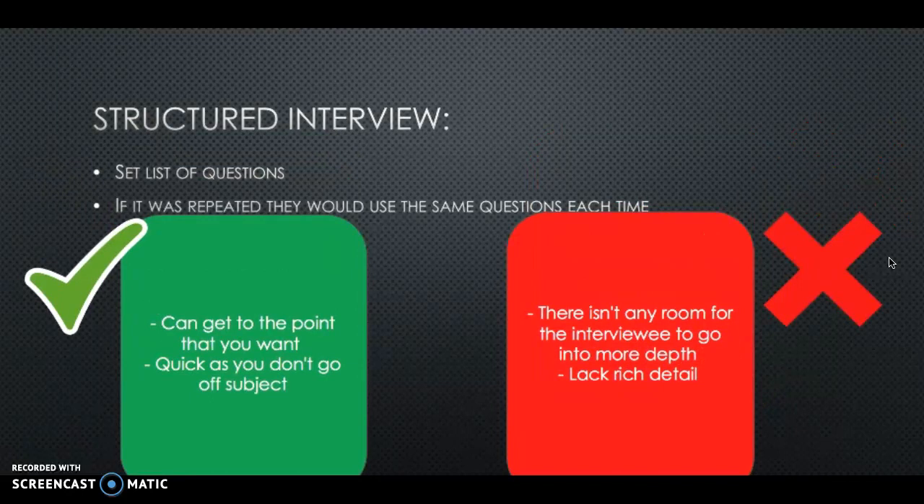Next one is structured interview. This is where the interviewer will already have a set list of questions they want to ask the person they're interviewing, and if they were to ask a number of people, they would use the same questions each time for the different people. Advantages are you can get to the point straight away, so there's no faffing. You get the data you're looking for, and it's quick. You don't have to go off subject.